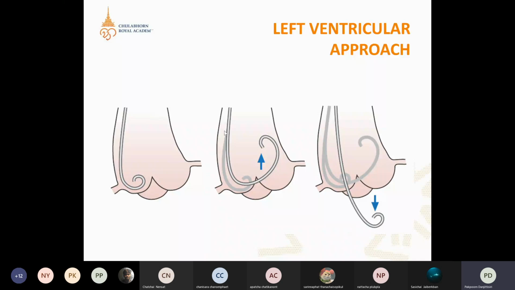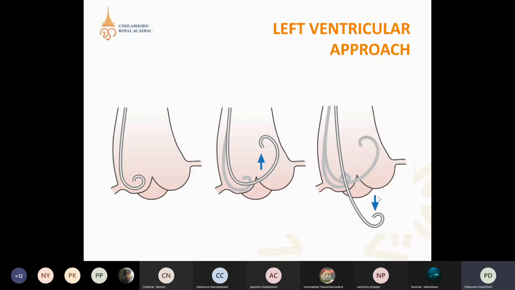After you all know about the aortic pressure and the LV pressure, the doctor may use the pigtail to approach the LV, because they don't want to damage or injure the left ventricular muscle inside the left ventricle. So the pigtail will be used to approach the left ventricle.